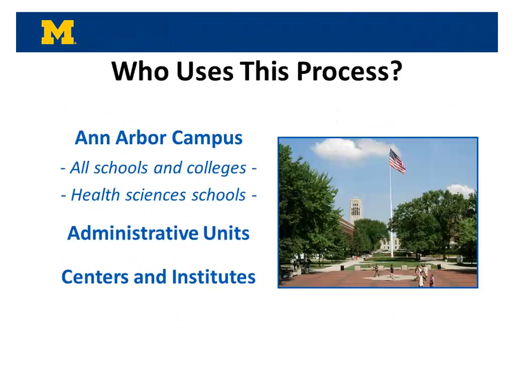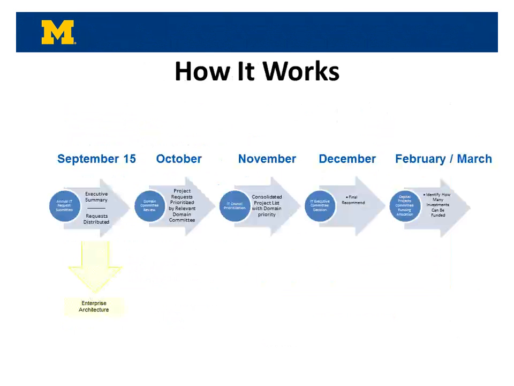Who uses this process? This process supports information technology investments to be used by all schools and colleges and administrative units. This includes the health science schools, such as the medical school and the School of Nursing, as well as centers and institutes. This process for funding requests does not support the hospital and health centers or the Dearborn and Flint campuses. However, those units are encouraged to submit their projects that require integration through this process for awareness, visibility, and support. So let me explain how it works.